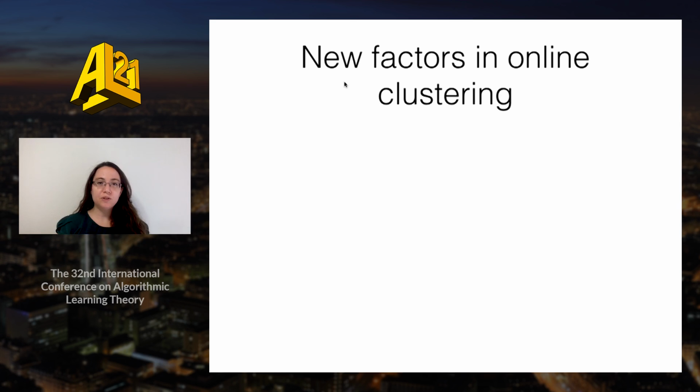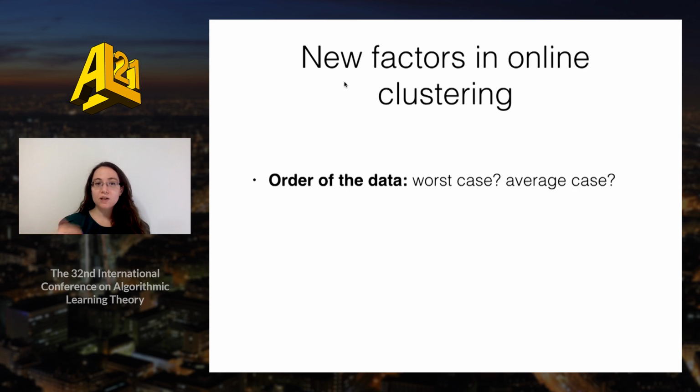First thing that we have to understand is that new factors come into place when we are talking about the online setting versus the offline setting. So what are the new factors? One is the order of the points. Are the points coming in worst case? Someone is deliberately trying to give you an order that will cause you to take a lot of centers? Or maybe it's average. Points are just arriving in a random order. It makes sense that the order will impact the result. But can we quantify exactly by how much?